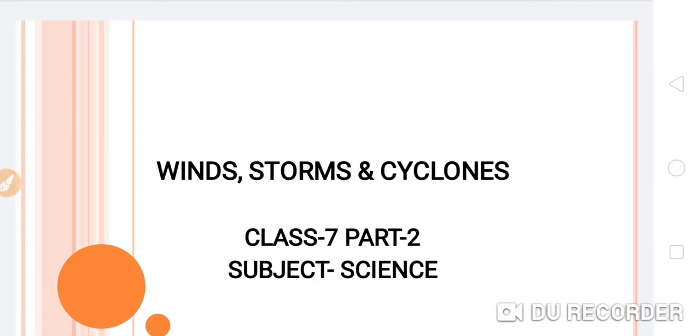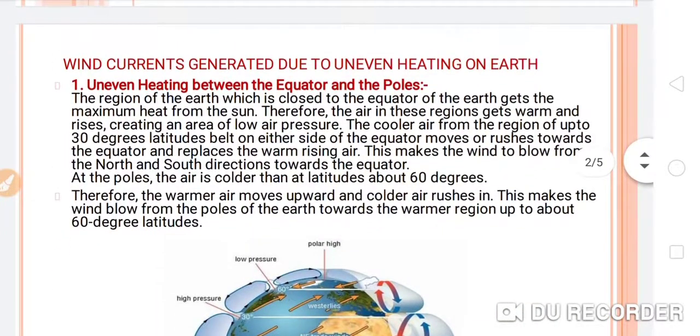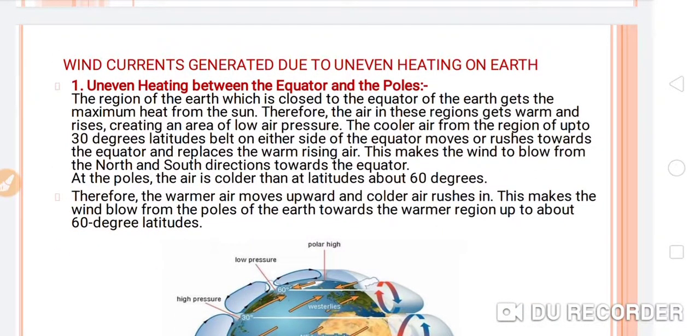In this video we are going to discuss the next content. Let's start, students. What is the content? The next important topic is wind currents generated due to the uneven heating of the earth's surface. This is very important. So, the uneven heating between the equator and the poles, and what will be the effect on the generation of wind currents.